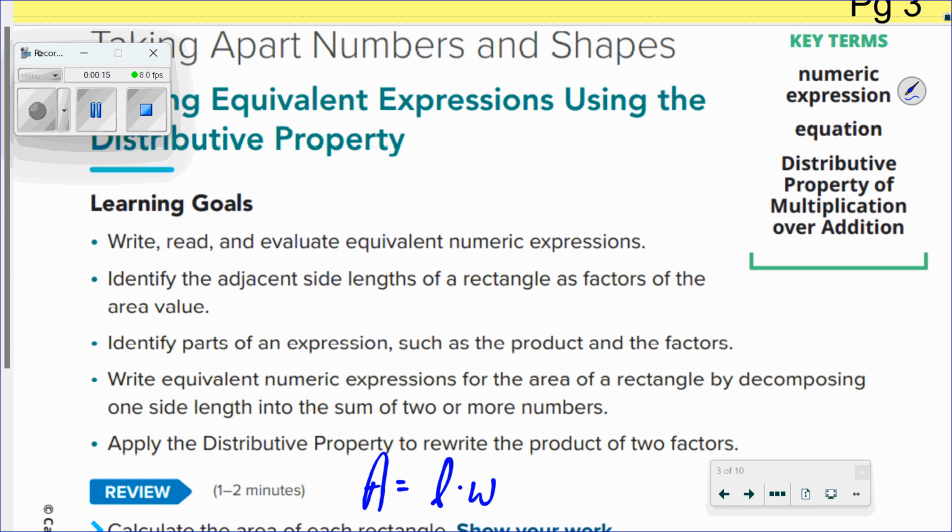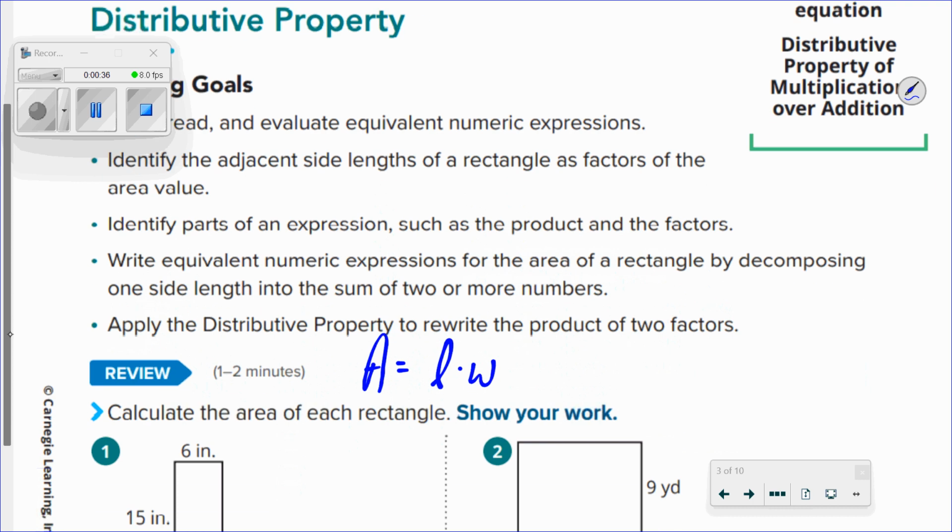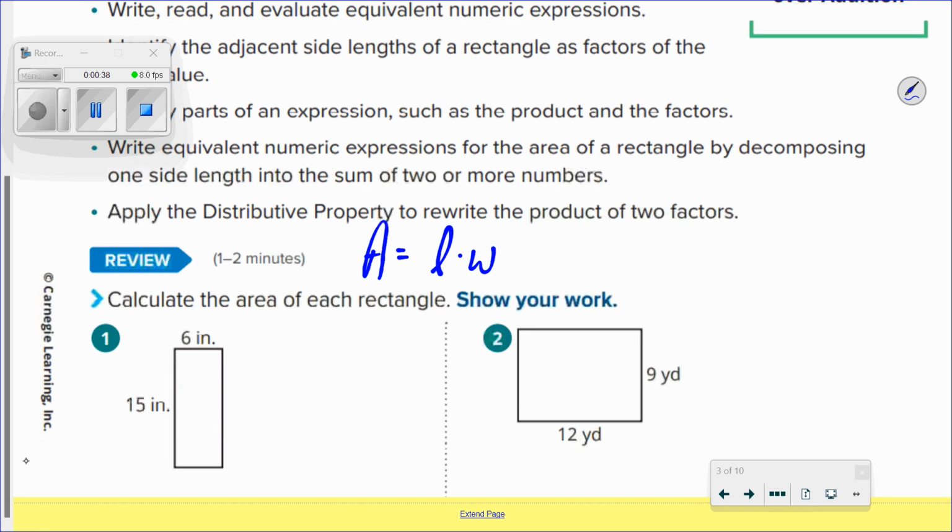So today we're going to learn how to write, read, and evaluate equivalent numeric expressions, identify the adjacent side lengths of a rectangle as factors in an area value, identify parts of an expression such as the product and the factors, write equivalent numeric expressions for the area of a rectangle by decomposing one side length into two or more numbers, and apply the distributive property to rewrite the product of two factors.